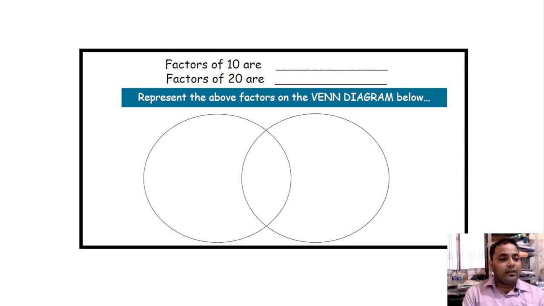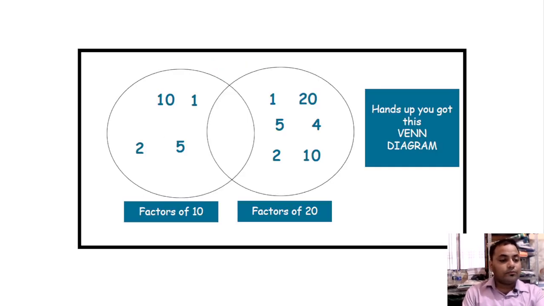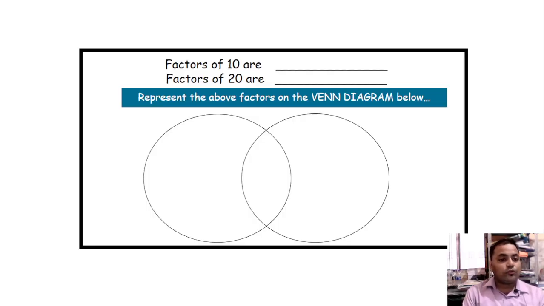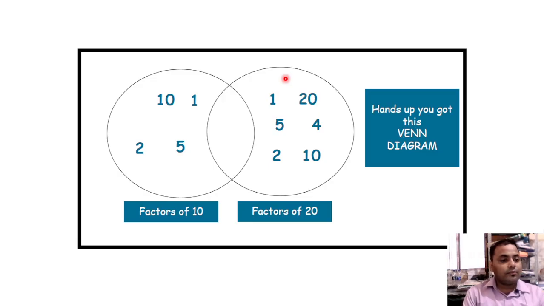Now factors of 10 are listed, and factors of 20 are listed. You can see factors of 10 are 2 and 5, and factors of 20 are 2, 5 and 10, including 1, and 2, 5, 10, 20 and 4. So here are the factors of 20, and there are some common factors like 1, 5, 2 and 10.